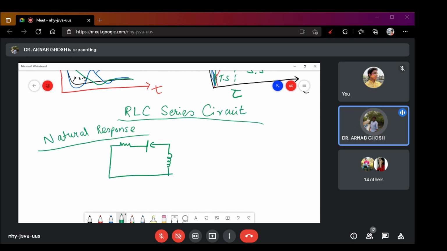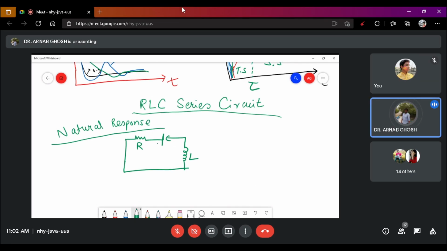When I am talking about the natural response, there will be no voltage sources. This is R. This is plus, this is minus, this is the capacitance. The initial voltage is V0 across this, and the initial current is I0 across the inductor. And the same current I is flowing through the circuit.